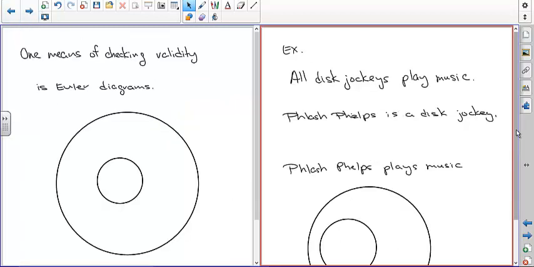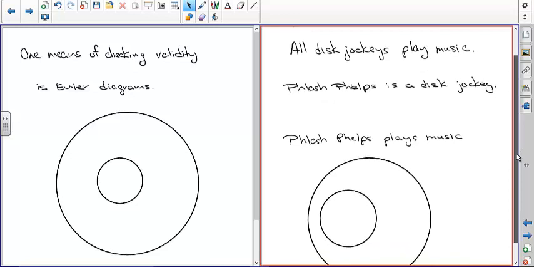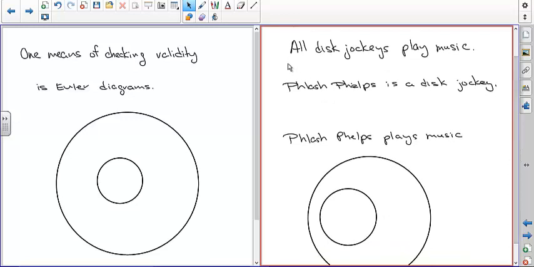So here's the logical argument, and we're trying to figure out whether it's valid or invalid. It consists of two premises. One premise is all disc jockeys play music. Notice the word all. You typically have to have something like all to be able to use Euler diagrams. The second premise is this guy named Flash Phelps is a disc jockey. Besides his name sounding like a disc jockey name, Flash Phelps is a disc jockey. So those are my two premises. My conclusion is that Flash Phelps plays music. Again, this may be a true statement, but it may not be valid, or it may be a true statement and it is a valid argument.